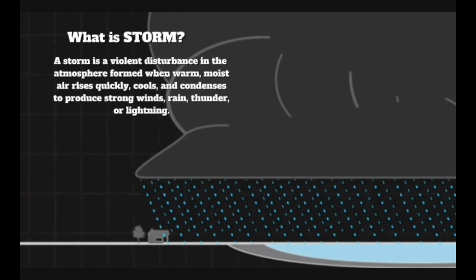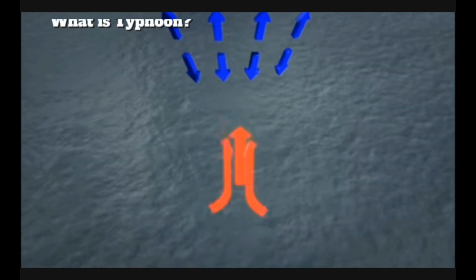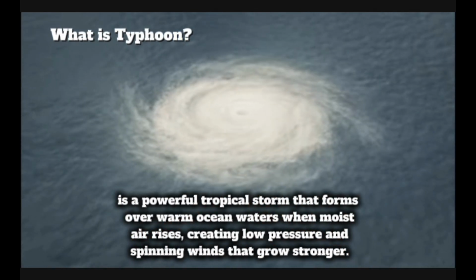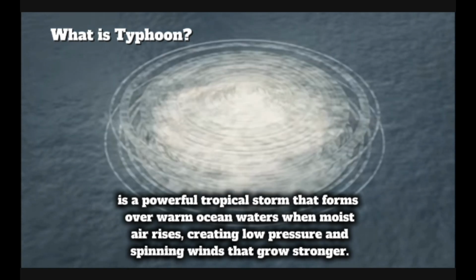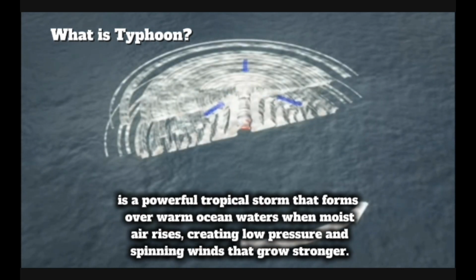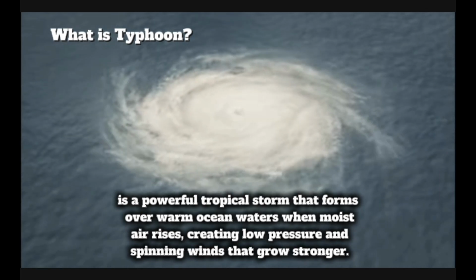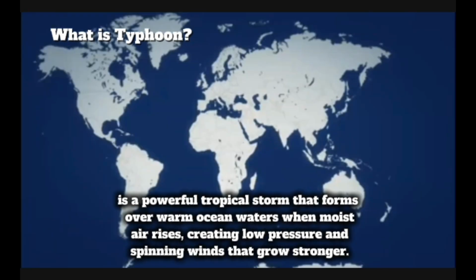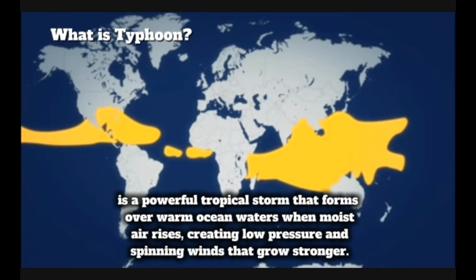And last we have the typhoon. It is a powerful tropical cyclone that forms over warm ocean waters in the western Pacific Ocean. It develops when warm, moist air rises, creating a low pressure that draws in more air and moisture, which fuels strong winds and heavy rains.